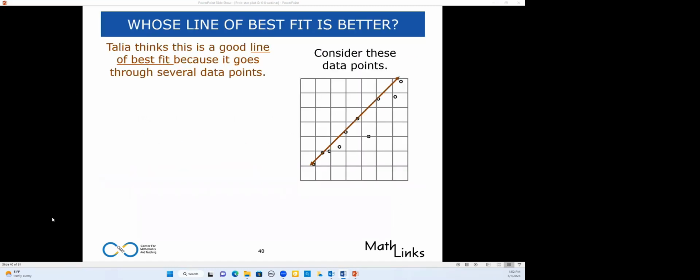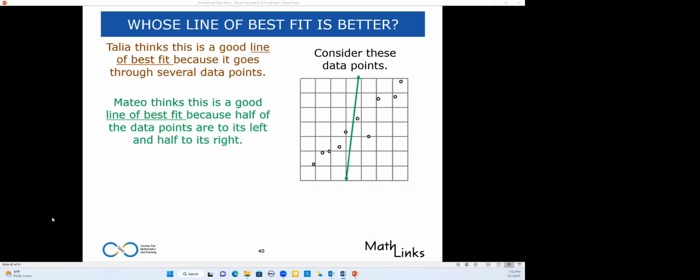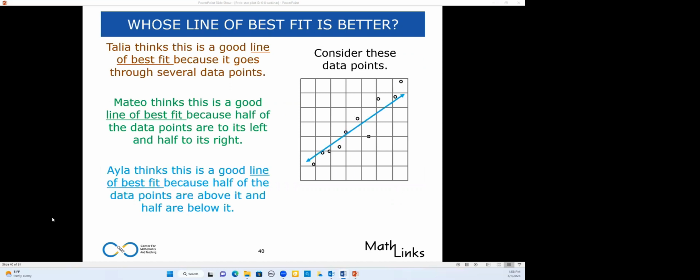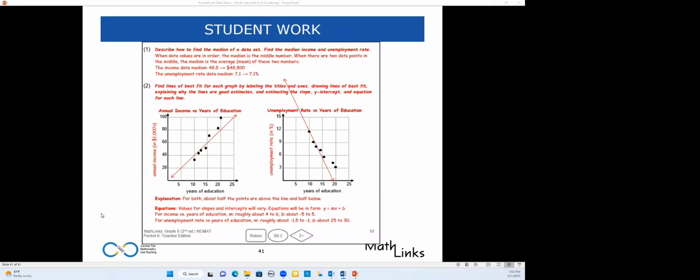This is a nice slide to discuss this new idea. Visually, what makes a good line of best fit? And then we practice.